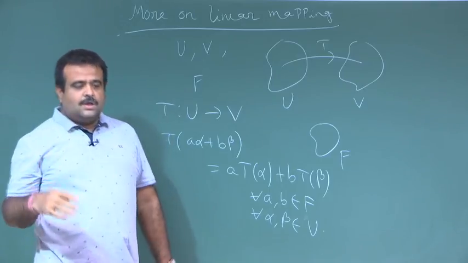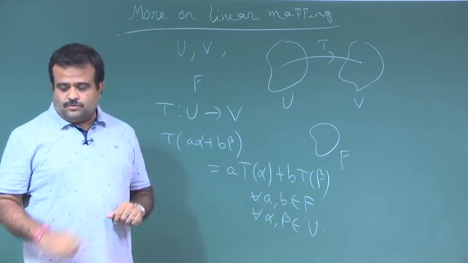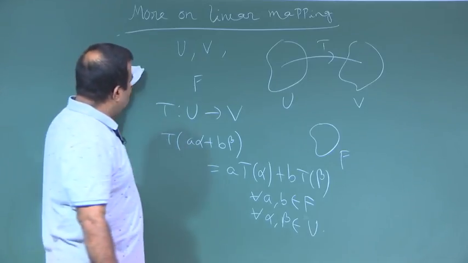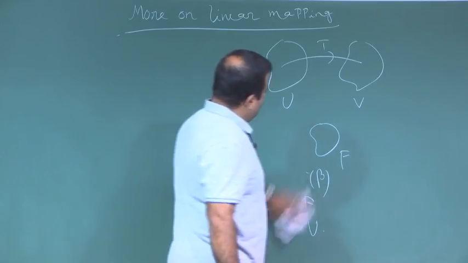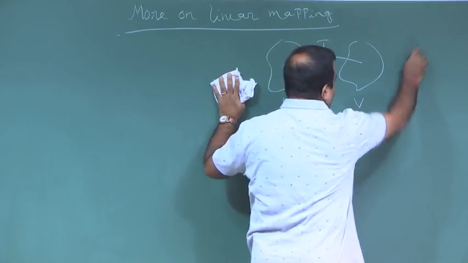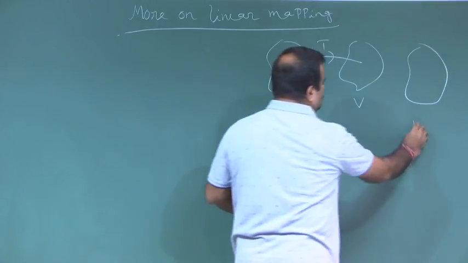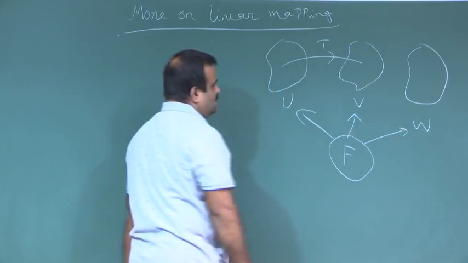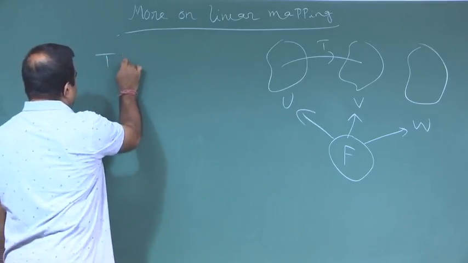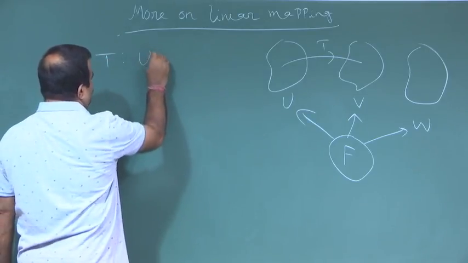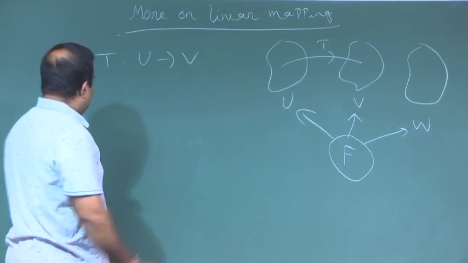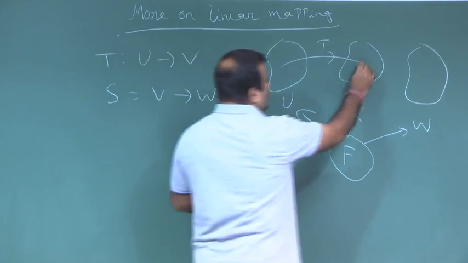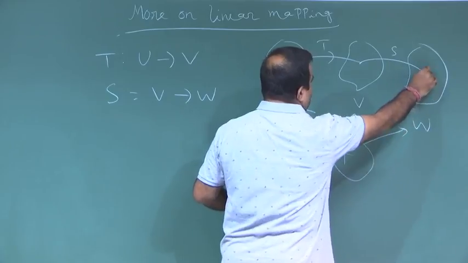Now, we will talk about some operation on linear transformations, the composition of two linear transformations. Suppose we have three vector spaces U, V, and W over the same field F. We have two linear transformations. One is T from U to V, and another one is S from V to W.